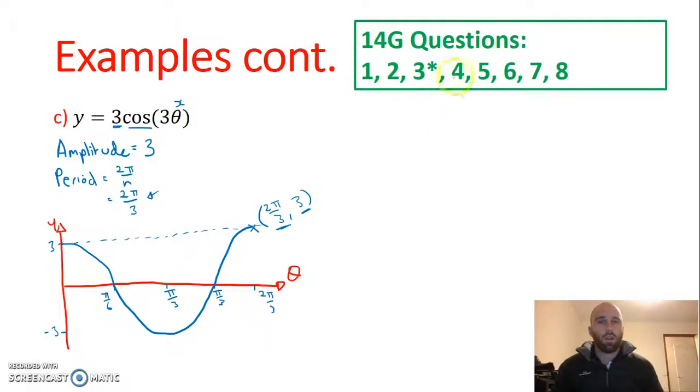What you've got is exercise 14G. These are your questions: 1, 2, every second one. Take note of the asterisks. Then 4, 5, 6, 7, 8. You've got a few questions, so work your way through that and see how you go.